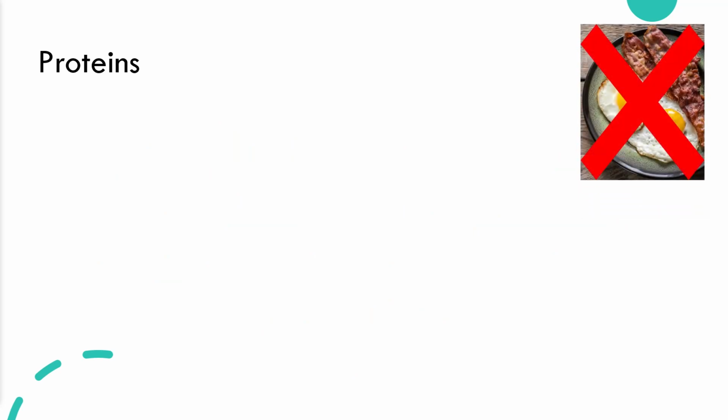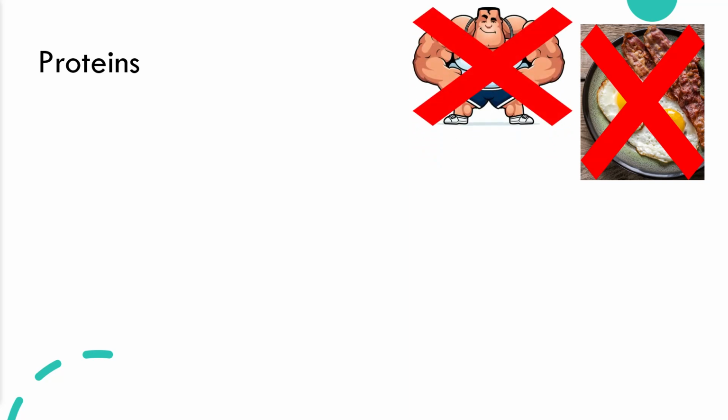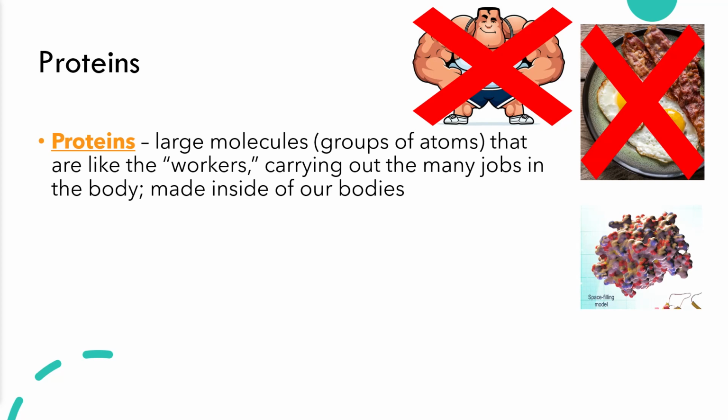It's important to note that we are not talking about the food molecules that we get when we eat certain foods like bacon and eggs, nor are we talking about what is required to build muscle. Again, that is not what we mean when we talk about the proteins that are coded in our DNA. They are not the same and not what we are discussing in this unit. Instead, this is the definition that you need to know. Proteins are large molecules or groups of atoms that are like the workers in our body doing many different jobs.